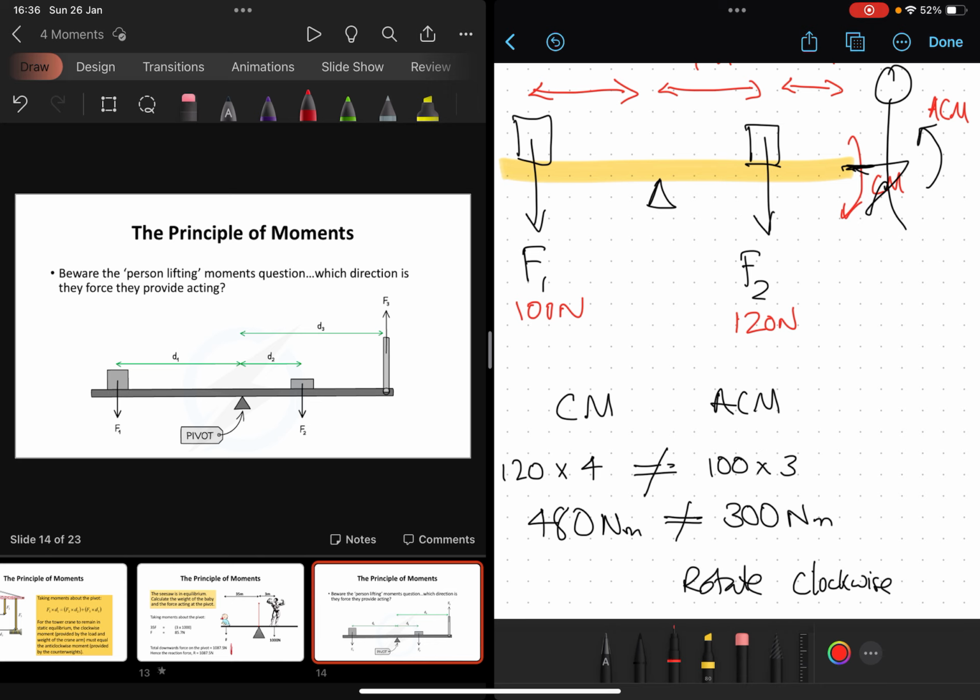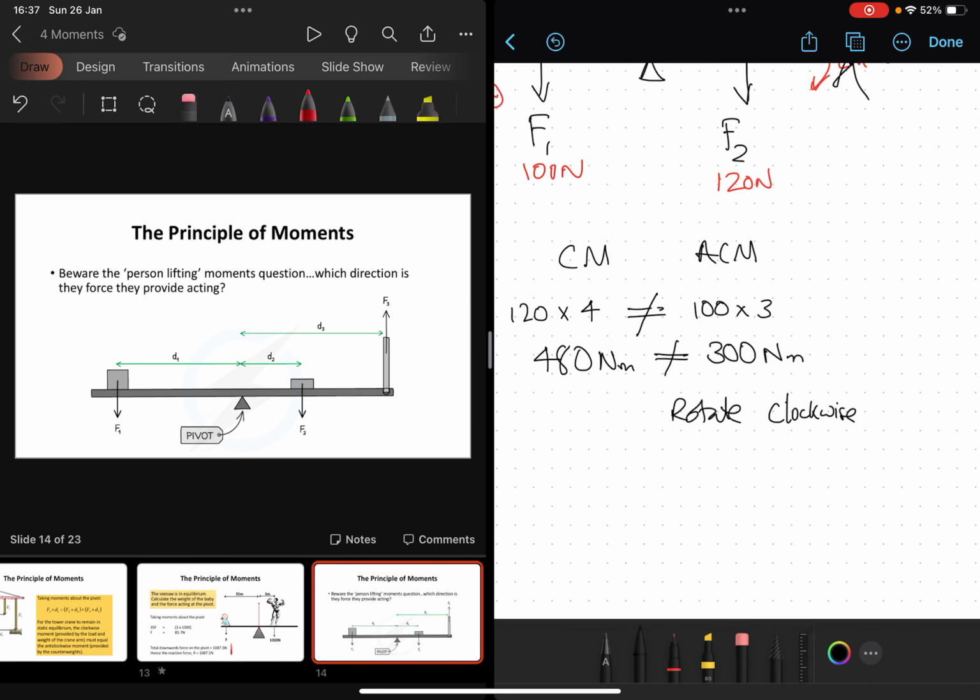How big does that anti-clockwise moment need to be? It needs to be the missing bit. So the person must supply a 180 Newton meter anti-clockwise moment. 180 Newton meters because that's the difference between 480 and 300. Anti-clockwise moment because that's the smaller of the two moments.